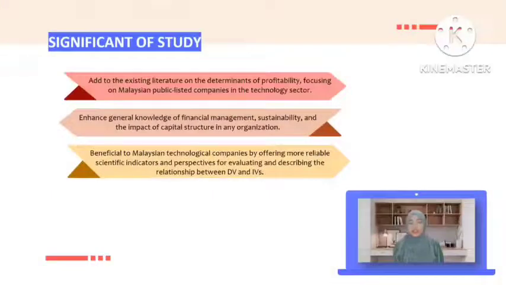For the significance of the study, we have to add to the existing literature on determinants of profitability, focusing on Malaysian public listed companies in the technology sectors. Then, enhance the general knowledge of financial management, sustainability and the impacts of capital structure in any organizations. And lastly, it is beneficial to technological companies by offering reliable scientific indicators and perspective by evaluating and describing the relationship between the DVs and IVs.